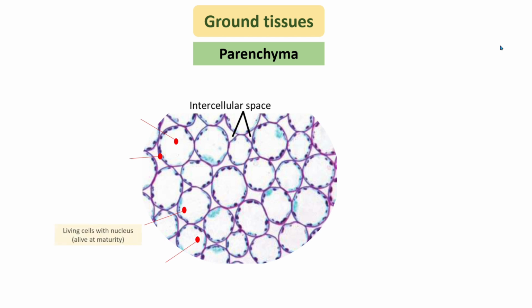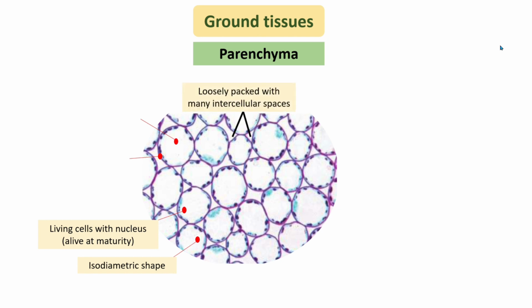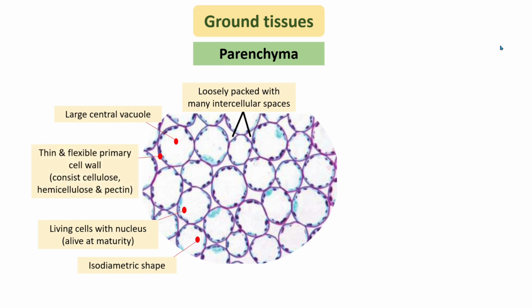Parenchyma is a living cell with nucleus, where it stays alive at maturity. It has isodiametric shape. Arrangement of cells is loosely packed, with many intercellular spaces. The cell has a large central vacuole. The cell has a thin and flexible primary cell wall, that consists of cellulose, hemicellulose, and pectin.